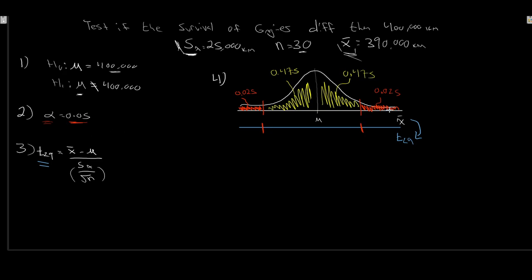But okay, keep in mind that on their T table, they defined alpha as just that area. This here, in fact, is alpha over 2. So we would want to look up 0.025. So 0.025 down to 29 degrees of freedom, we get 2.045. Negative 2.045. So now we have our critical value, right?